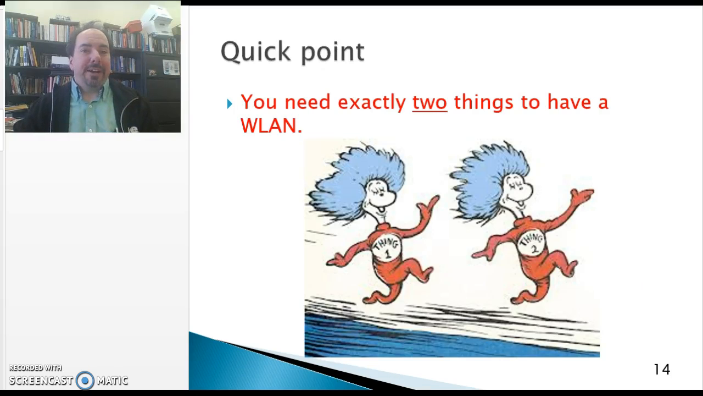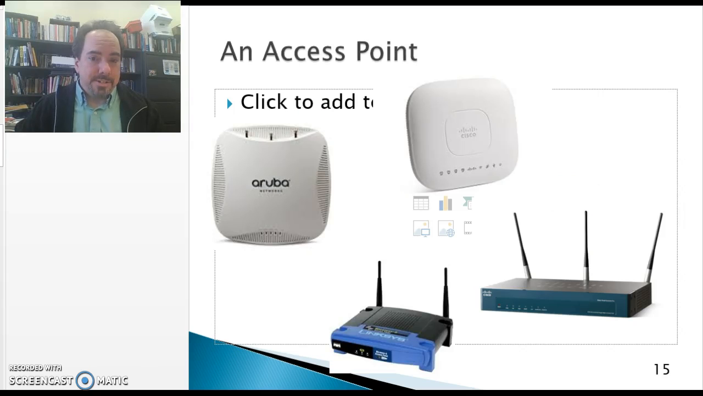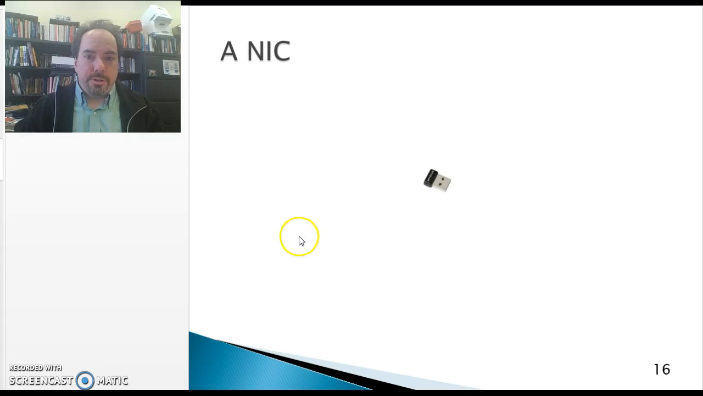So Wi-Fi, at its simplest, you need 2 devices to set up a wireless network. One is an access point. And here's an Aruba one, here's Cisco, Linksys, another Cisco. Some have antennas, some have antennas built in. This is item number 1 from our 2 things. Item number 1. Item number 2 is a wireless network card.